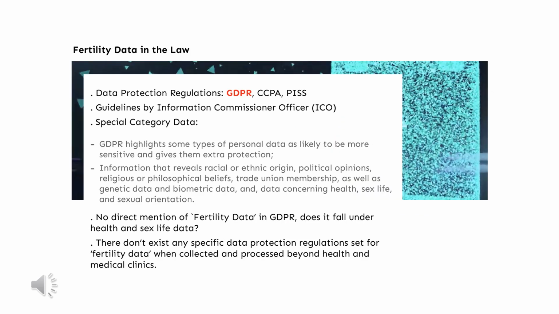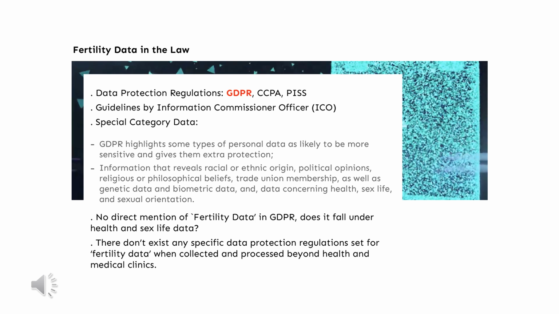Among the different data protection laws, we have gone through the GDPR via the ICO guidelines. GDPR has a special category data which recognizes some types of personal data to be more sensitive and gives them extra protection. This category includes information concerning, for example, race, religion, genetic, health, and sex life.